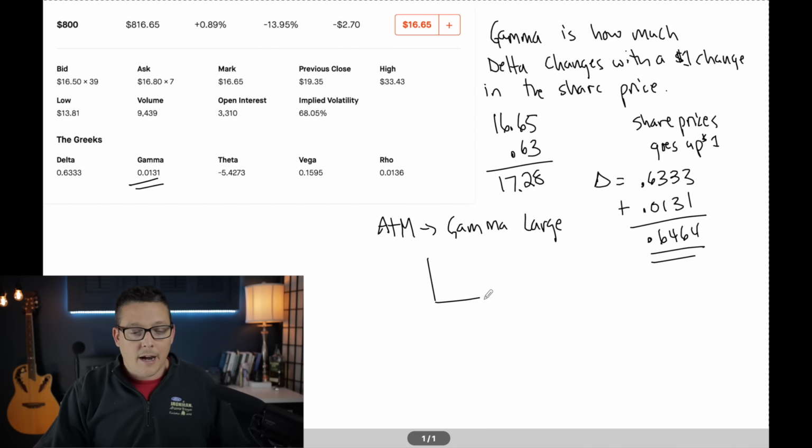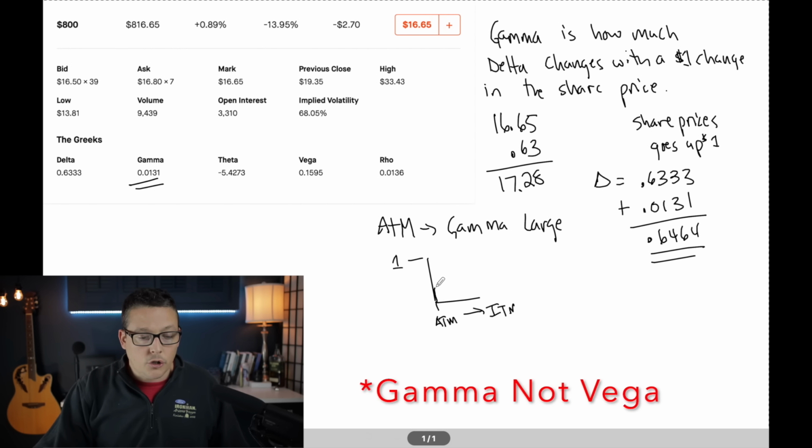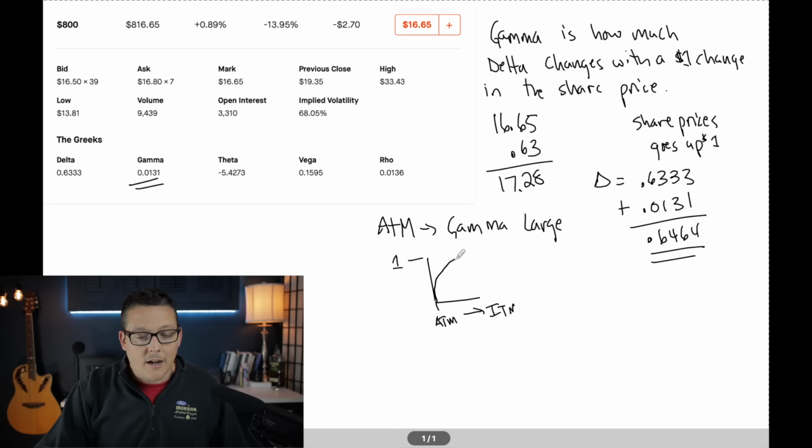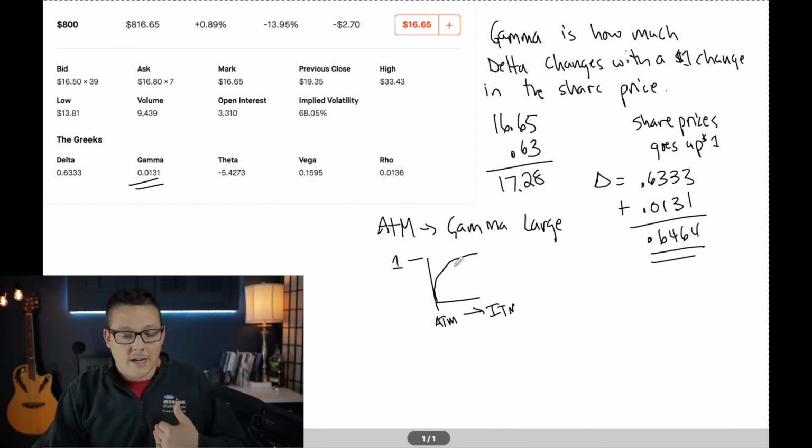So if I just do a rough sketch of that, if I had a delta of 1 up here, and this is at the money, and then this is increasing in the money, at the money, gamma's going to make delta shoot up, but then it's going to slope off and never, like I said, reach 1. But the further in the money we go, the less delta is going to change with the $1 change in that share price.